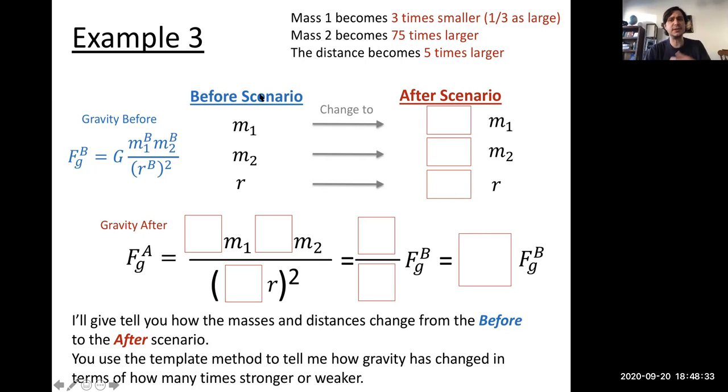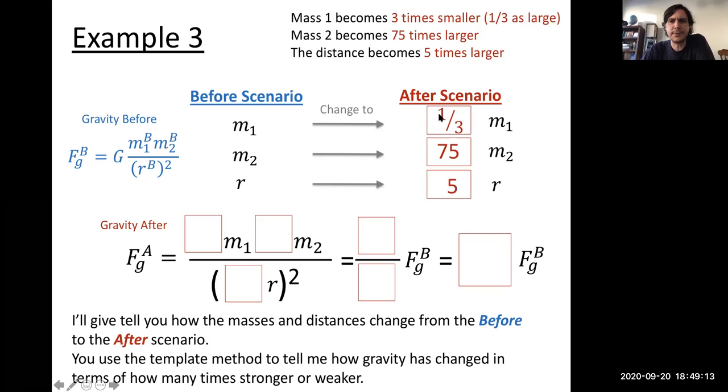Let me go ahead and run through this, and I'll try to use this as an opportunity to show you another way that I can come to the answers, or at least whether gravity will be stronger or weaker in these scenarios. So I always go with my before scenario, and then I'm going to pay attention to the information that, okay, mass 1 is going to become 1/3 what it was before. It's 3 times smaller, which is the same as saying 1/3 its previous value. So it's 1/3 times what it used to be, mass 1. Mass 2, 75 times what it used to be, 75 times larger. The distance, 5 times larger, so 5 times what it used to be.